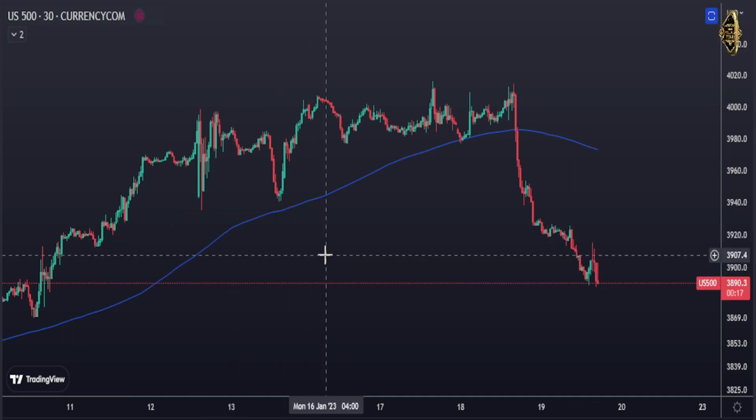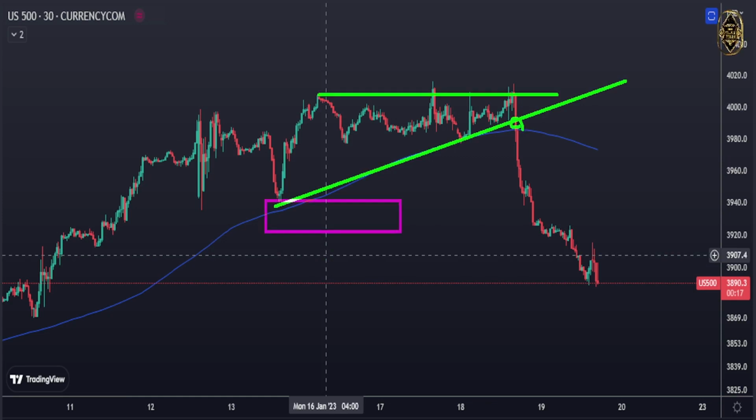Here we are in 30 minutes. Here in 30 minutes, as we used to have, a wedge like that. When it broke here, we said in the last video, over here needs to be your take profit. So people didn't know how to trade over here.